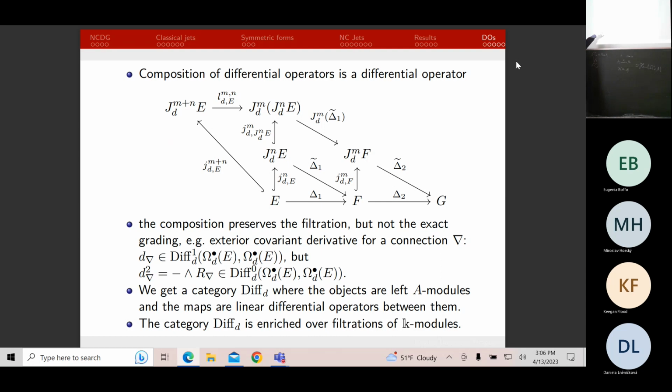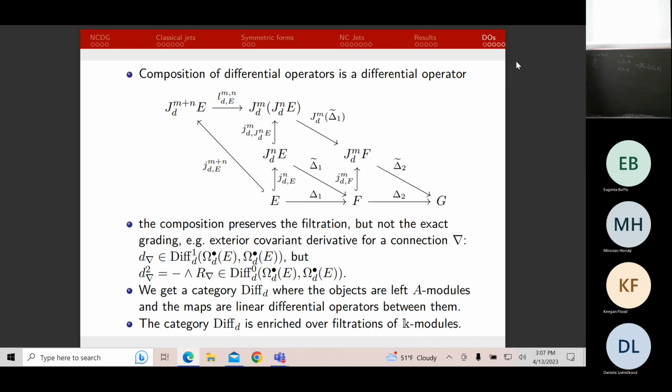An example of that is the exterior covariant derivative associated to a connection, because this can always be produced in the same way as in the classical case. And we know it's not linear, because connections are not linear. But we know that composing it twice gives us a map of this form, which classically is the wedging by the curvature. Notice that the curvature is on the right instead of on the left, as in the classical case, but this is how non-commutative geometry works, because now it matters where we wedge. And this is a linear map. So this is a zeroth order differential operator. So the composition of first order differential operators can be zeroth order. So only the filtration is preserved.